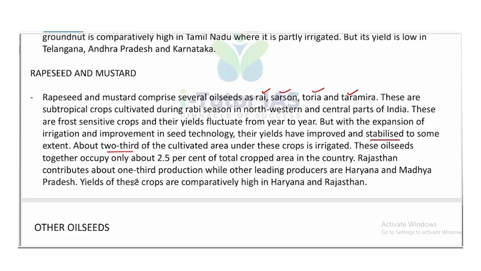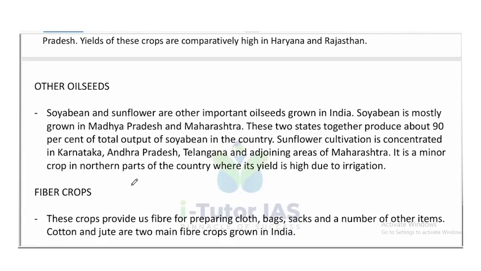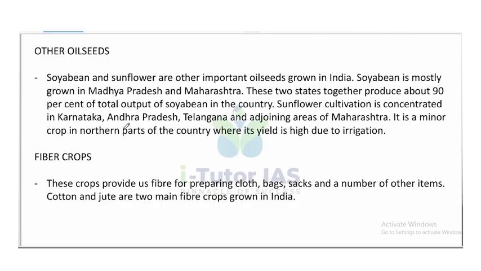Okay. Now, other oilseeds. Soybean and sunflower are other important oilseeds. Soybean is mostly grown in Madhya Pradesh and Maharashtra. These two states together produce about 90% of the total output of soybean in the country. Now, sunflower cultivation is concentrated in Karnataka, Andhra Pradesh, Telangana and adjoining areas of Maharashtra. It is a minor crop in northern parts of the country where its yield is high due to irrigation.